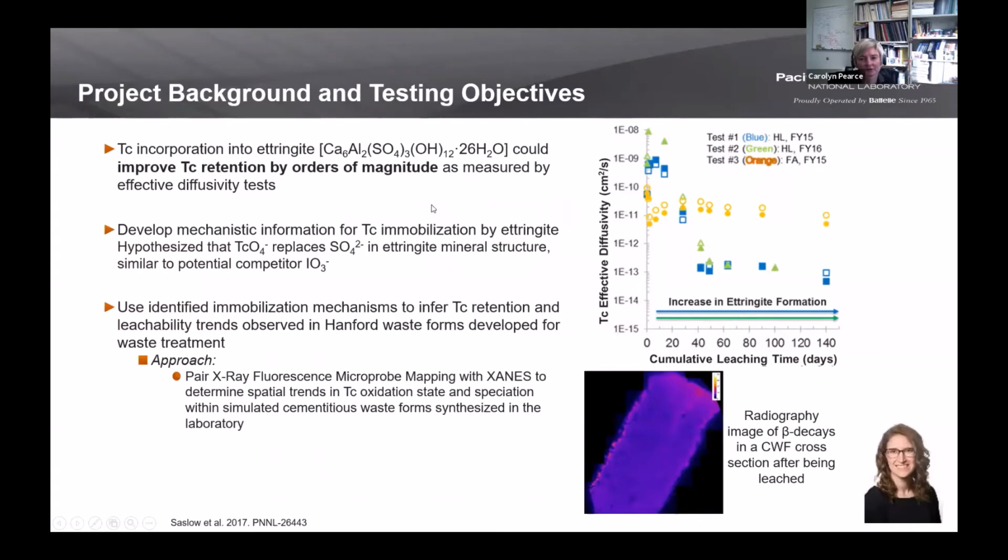And so Sarah conducted a detailed study looking at technetium incorporation into mineral phases that are present in cementitious waste forms like ettringite, to be able to understand mechanistically how the technetium is immobilized in these mineral phases, and to inform future strategies to enhance that incorporation.